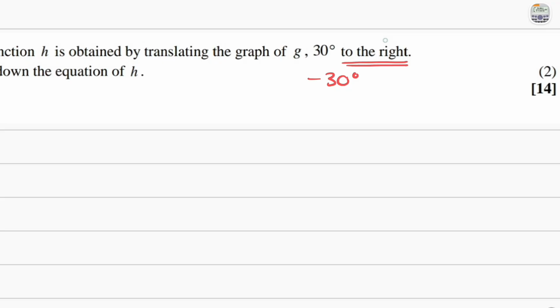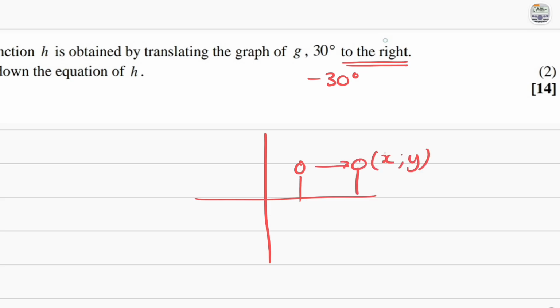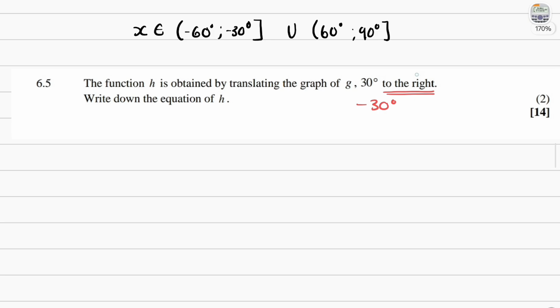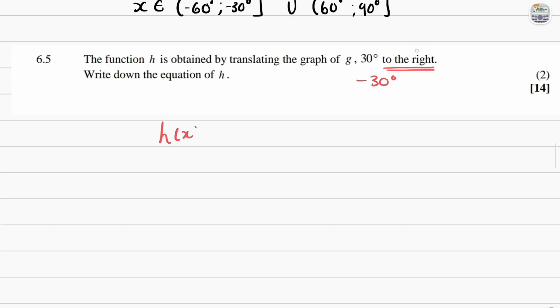And remember, the left or right movements affect the x. If a point moves from here and it moves to the right, the only thing that will change in this x and y coordinate is the x value. See how the x value changed from this to this. So let's see what the graph of g looks like. We're taking h of x, and it's going to be formed by taking the graph of g and then translating it 30 degrees to the right. So we're moving the x values 30 degrees to the right. Wherever you see x, just subtract by 30 degrees on the graph of g.